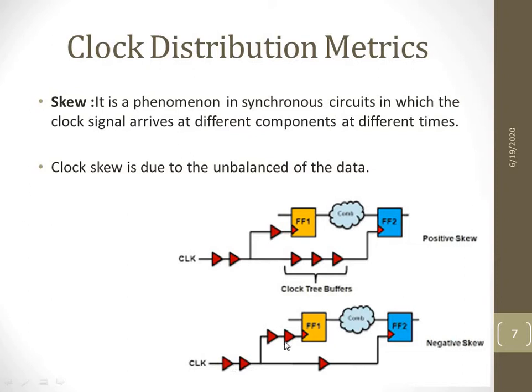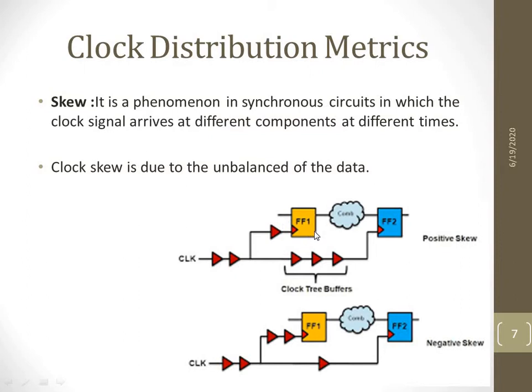So it is taking 2 clock tree buffer times. So it is FF1 minus FF2. Since it has arrived faster to FF2, it results in a negative clock skew. Understood? There are two types of clock skew: one is positive clock skew and the other is negative clock skew. So it is the arrival time to the different elements or components at different times.